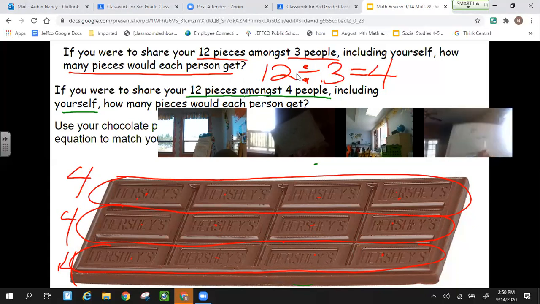Okay, but this time you're dividing by 4, not 3. Good. No, you're doing great. Now let's just do it. Put the 12 in the beginning, put the division symbol, divide it by 4, and tell me how many are in each.